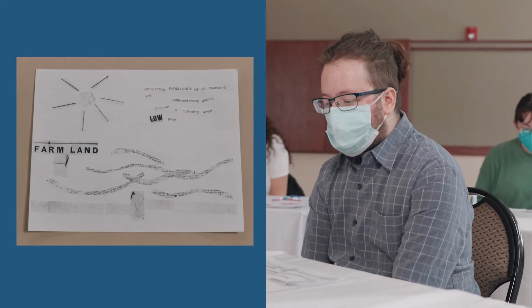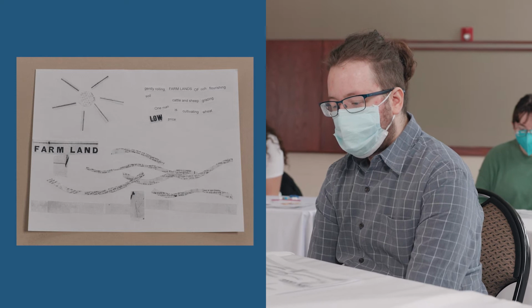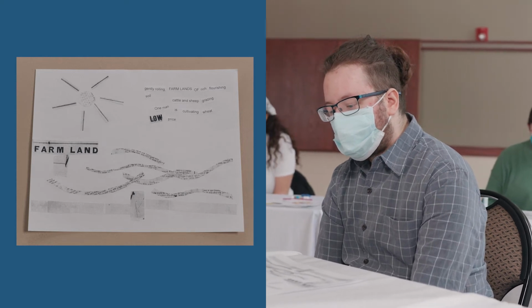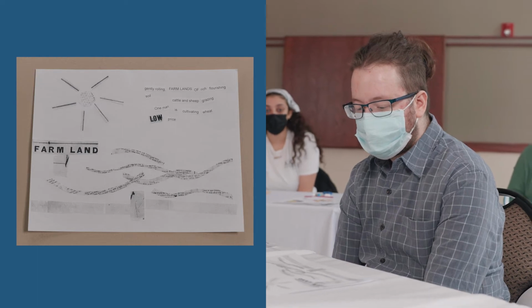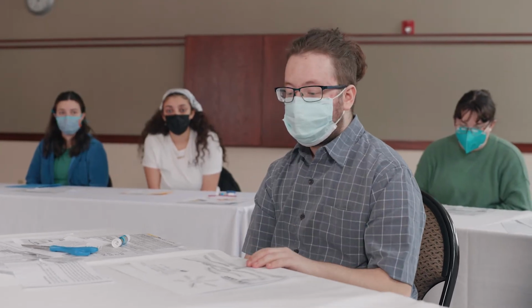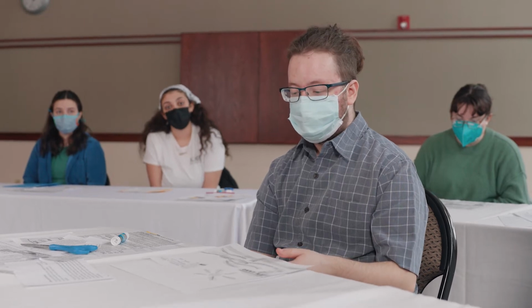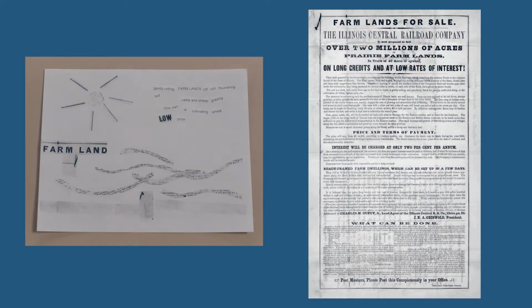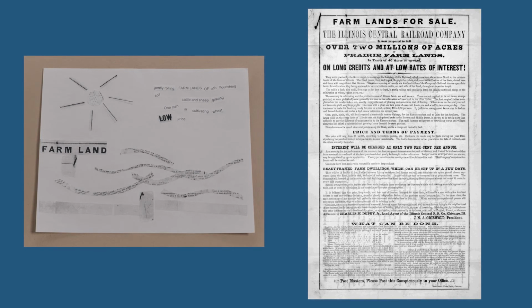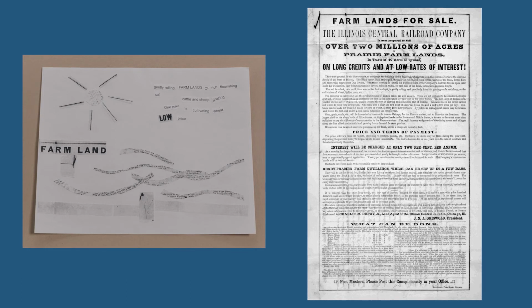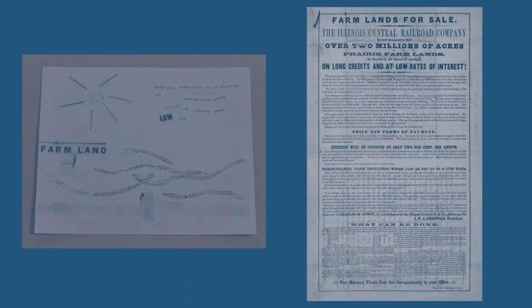Gently rolling farmlands of rich, flourishing soil. Cattle and sheep grazing. One man is cultivating wheat. Low price. So what I wanted to do for mine is emphasize that they were painting a picture. So I also sort of did that. I thought that the text of the original advertisement sort of looks like the rolling fields. So I wanted to cut out the shapes to match that.